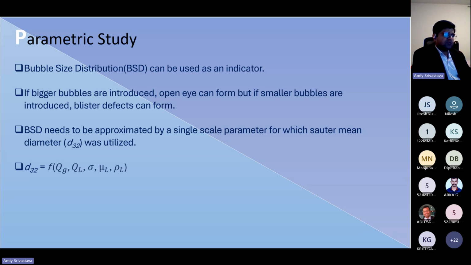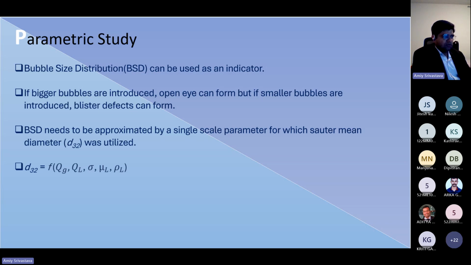So BSD needs to be approximated by a single scale parameter. This is another thing. We might have different parameters like average, mean, median, standard deviation. Many things can be there, and we were getting a distribution, like a histogram plot. But at that time I did not know how I would perform a parametric study using histogram-type data. So I thought I could convert that histogram into a single scale character, and I called it the single scale characterization technique. And then we use Sauter mean diameter.